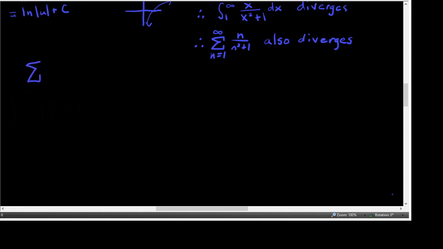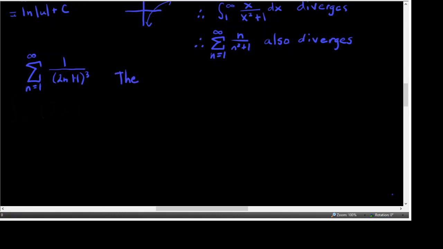Our series this time is from n equals 1 to infinity, 1 over the quantity 2n plus 1 cubed. Oops, that didn't look very good. There we go.